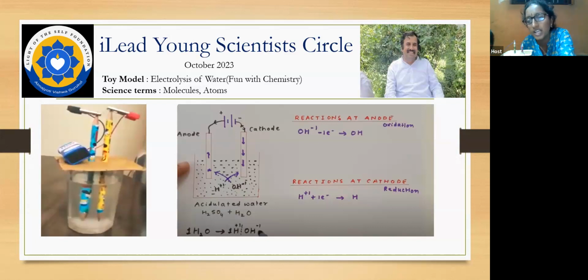Okay, oxidation happens at anode. Reduction happens at cathode. Just try to understand. Just try to be familiar with these words. Okay. And now with this experiment, you are able to separate, you are able to convert water, the molecule, into its atoms, and you are able to observe the gases. Okay, these concepts you just learn from this experiment.